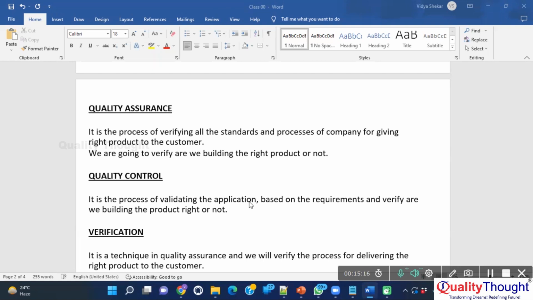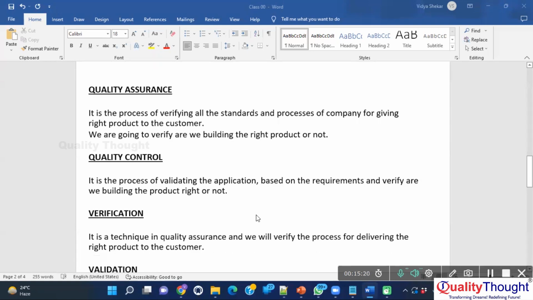So what do you mean by quality control? It is a process of validating the application. That means you will be checking the application, or you will be testing the application. What is the reference point for you? Based on the requirements only, the client will give you the requirements, and you will check whether the application has been built as per the requirements or not. And you will certify whether it is a right product or a wrong product.